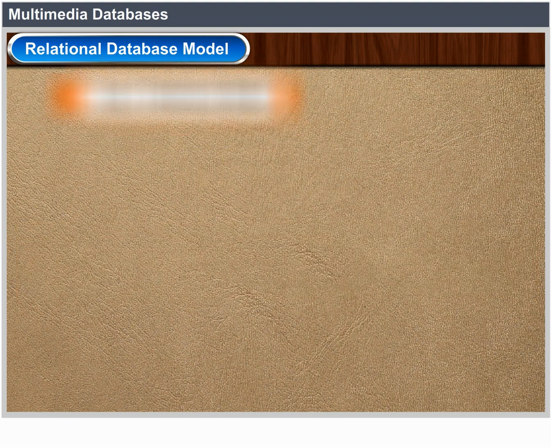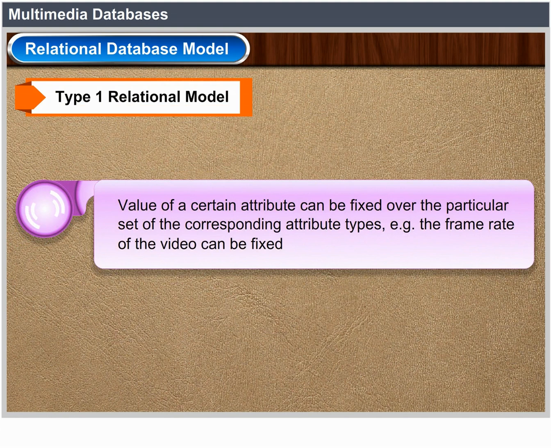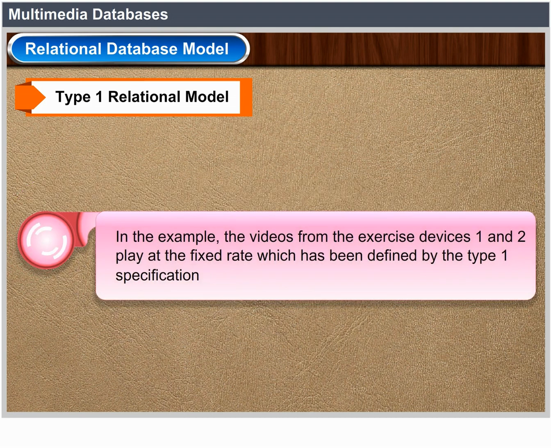Type 1 relational model. The value of a certain attribute can be fixed over the particular set of the corresponding attribute types. For example, the frame rate of the video can be fixed. In the example, the videos from the exercise devices 1 and 2 will play at the fixed rate defined by the Type 1 specification.